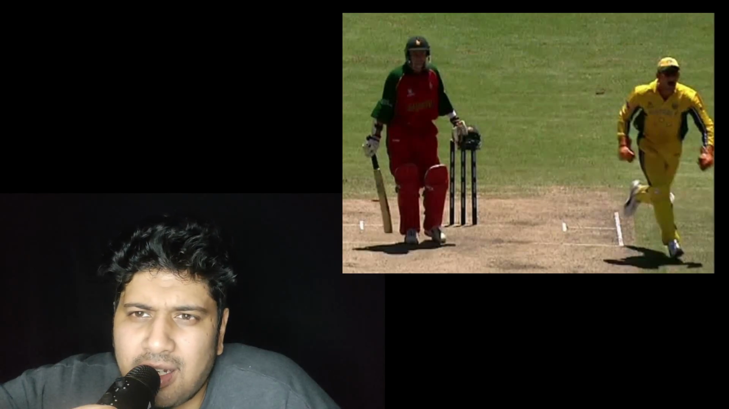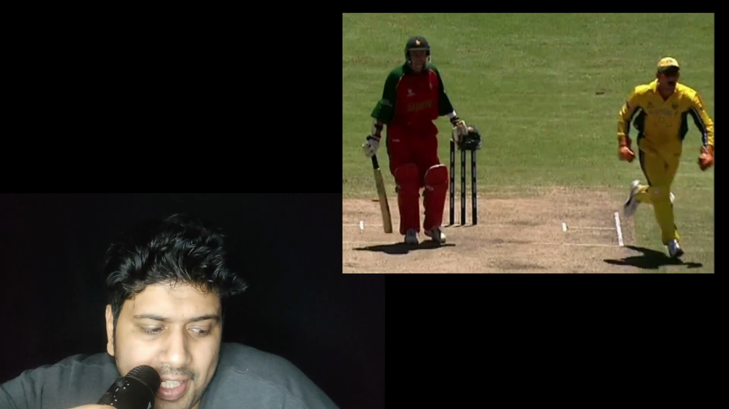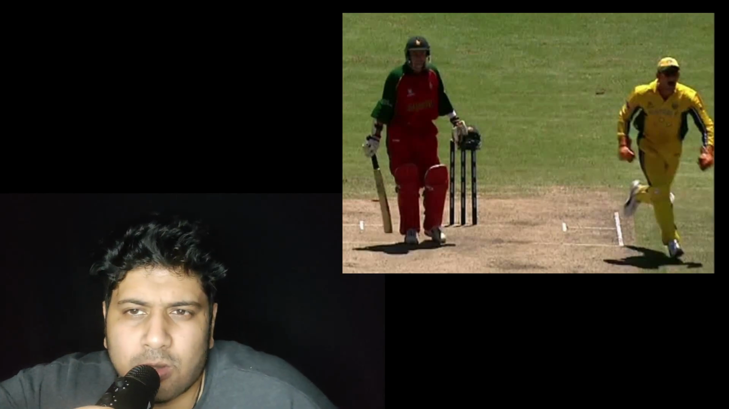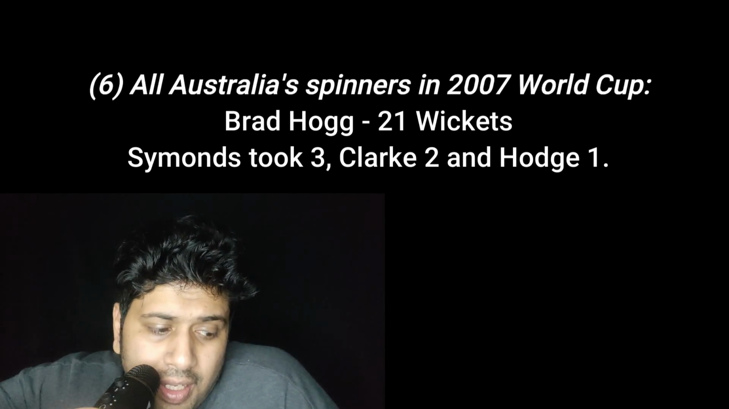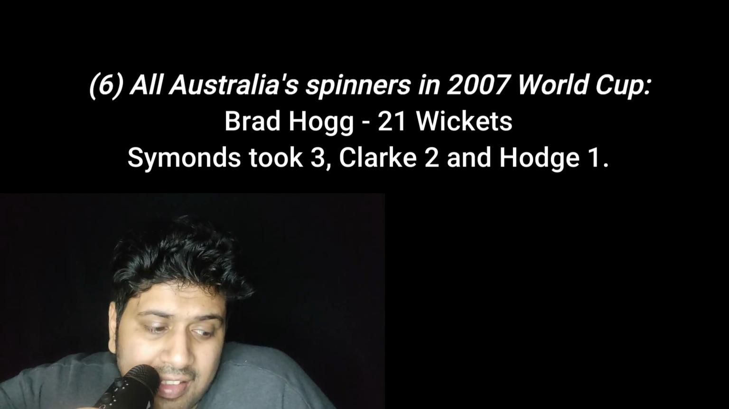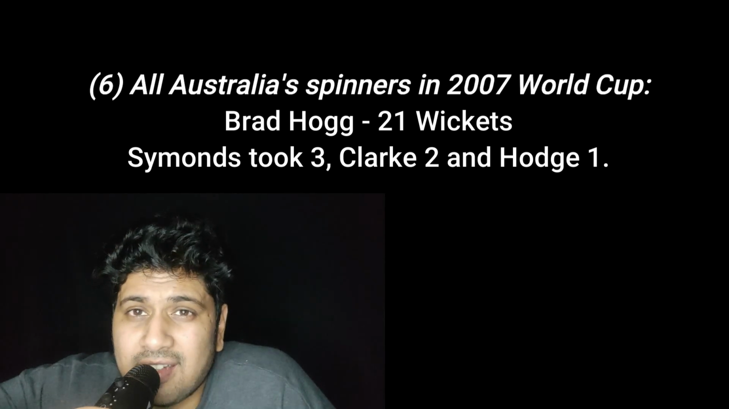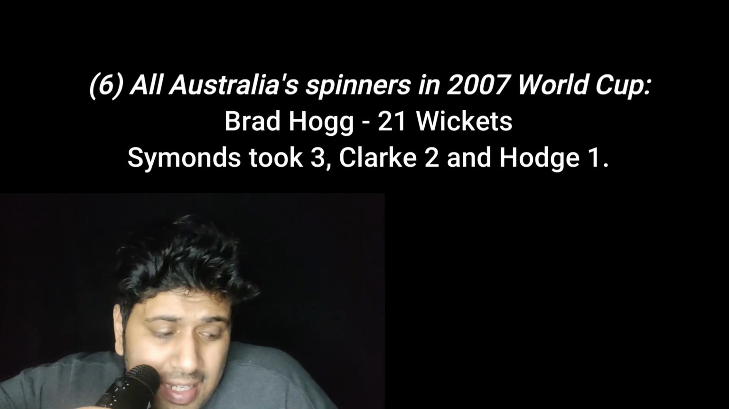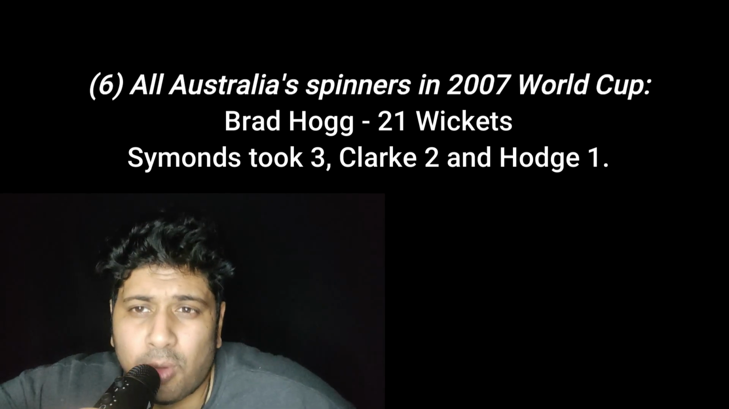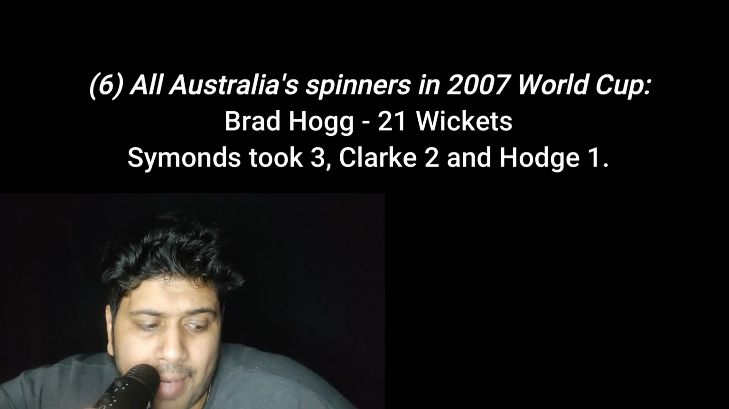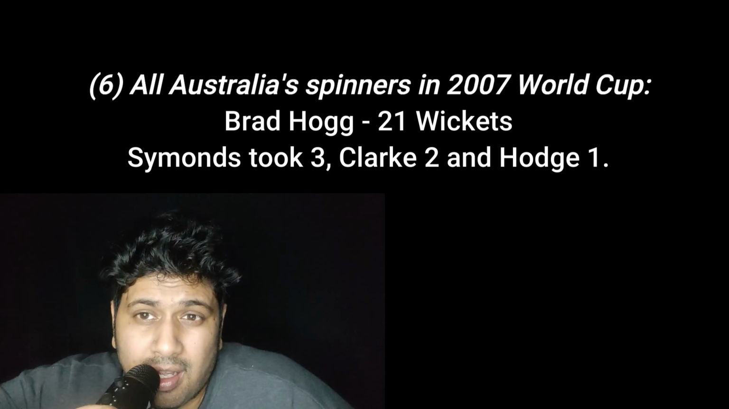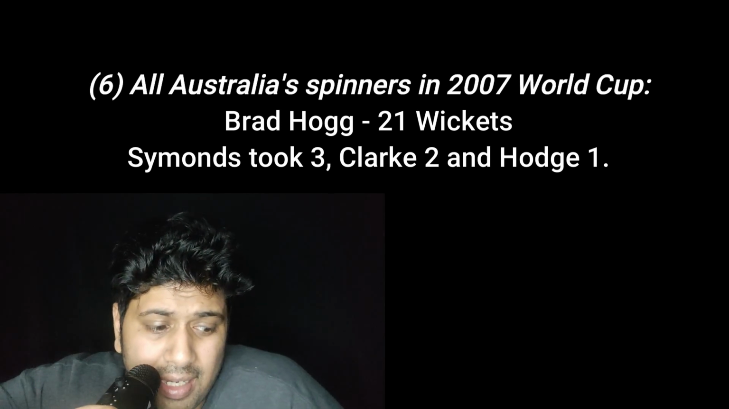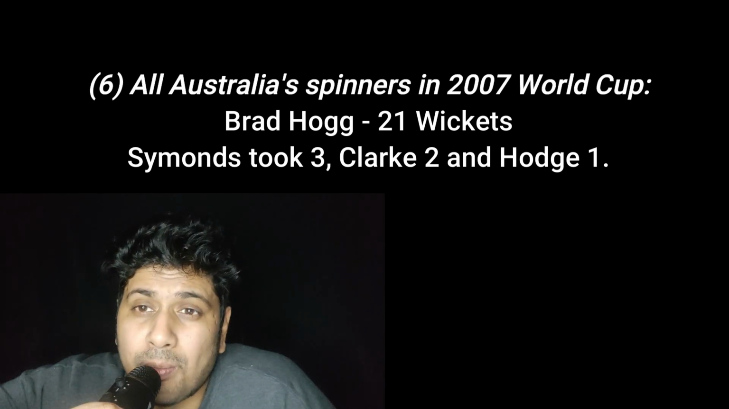If you guys have seen cricket in recent years, Kuldeep Yadav is a similar kind of bowler who bowls wrong'uns to the right-hander. Which is also quite deceptive, but I think Brad Hogg was the master. In the 2007 World Cup, Andrew Symonds took 3 wickets, Michael Clarke took 2 wickets, and Brad Hodge took 1 wicket. That means all the other support spinners and everyone combined took just 6 wickets in that World Cup, where Brad Hogg took 21 wickets himself. So you can imagine the kind of impact Brad Hogg made in that World Cup.